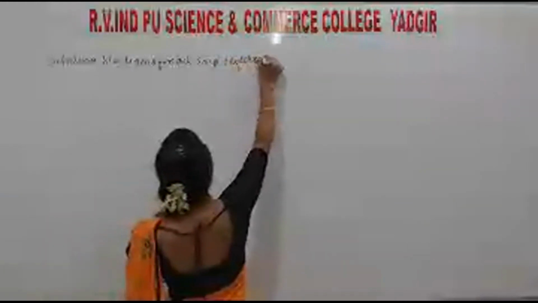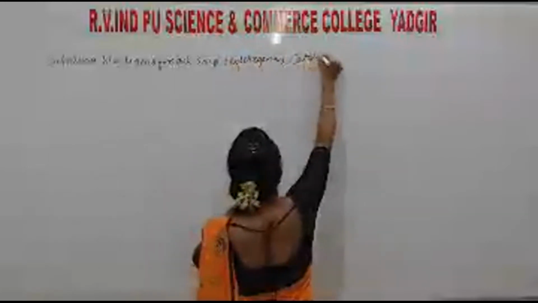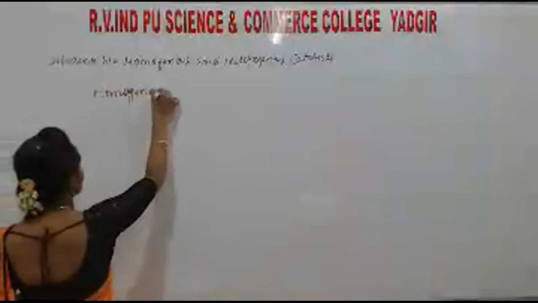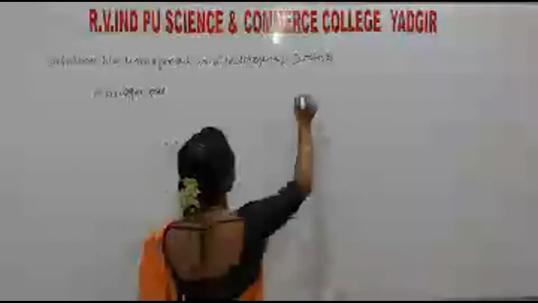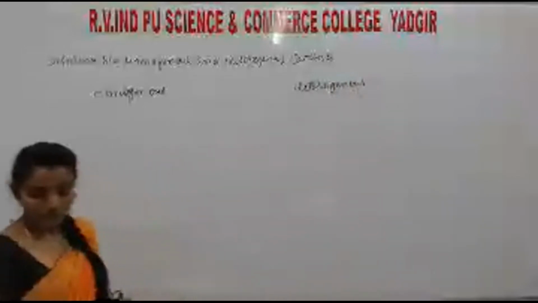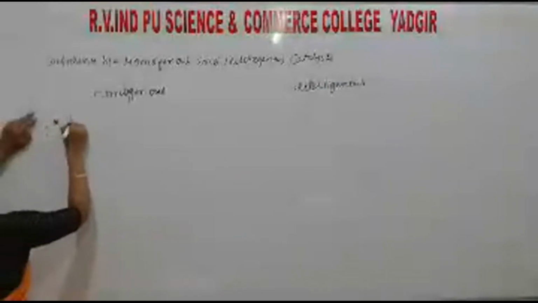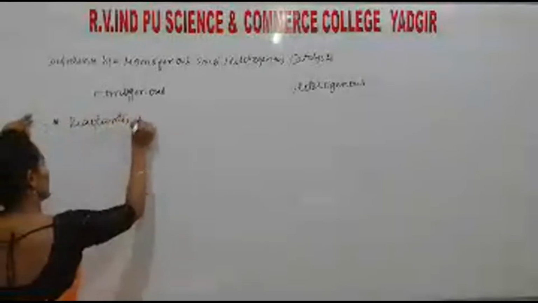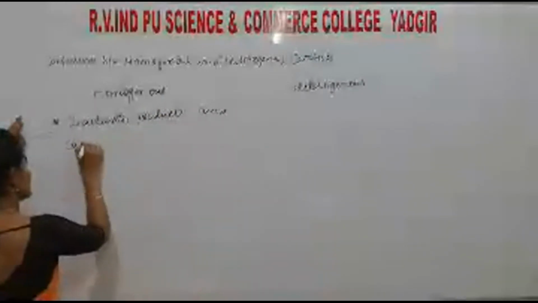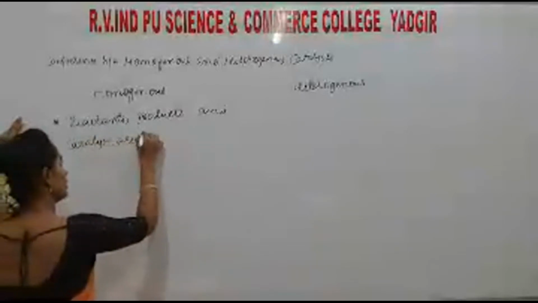Initially, I write the difference between homogeneous and heterogeneous catalysis. The difference is very, very important for 2 marks. So first one is homogeneous. Another one is heterogeneous. So students, homogeneous means here, as I told you, the reactants, products and catalyst are in the same phase.